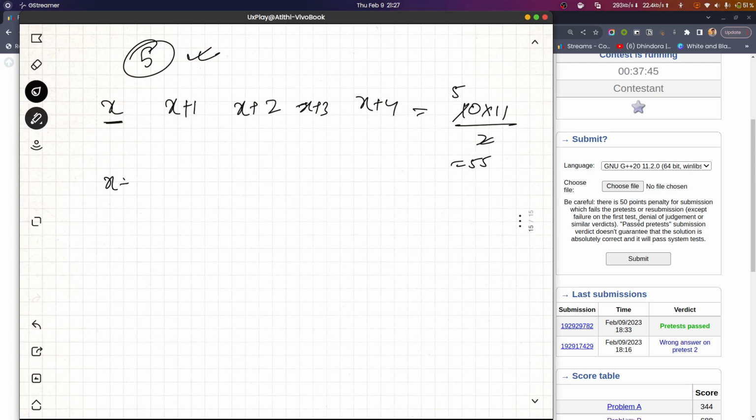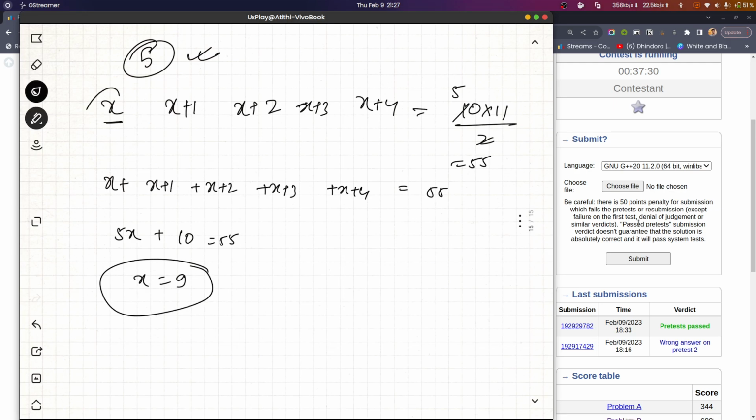So x plus 1 plus x plus 2 plus x plus 3 plus x plus 4 equals 55, or 5x plus 4 plus 3 is 7, 7 plus 2 is 9, plus 1 is 10, equals 55, so x will be equal to 9. So right now I know that my value of x is 9. So the first number of the pair will be 9.